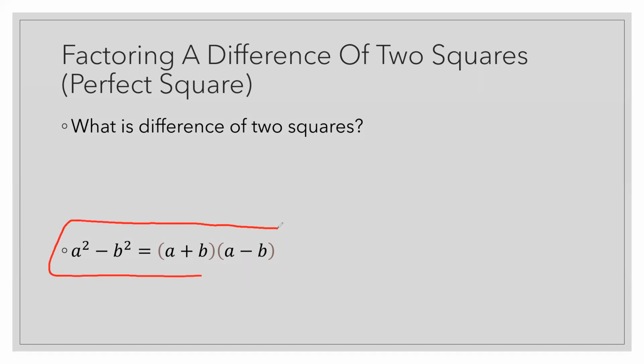Okay, so it's a squared minus b squared equals (a plus b) times (a minus b). So basically you're usually going to get a polynomial that looks like the left side, and you have to make it look like the right. That's all it is. So you just got to figure out your a value and b value.